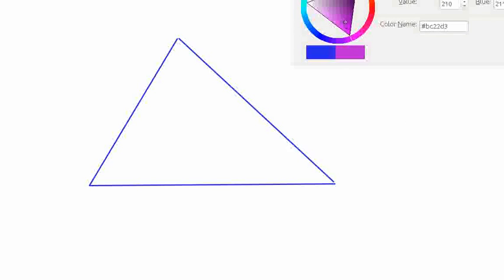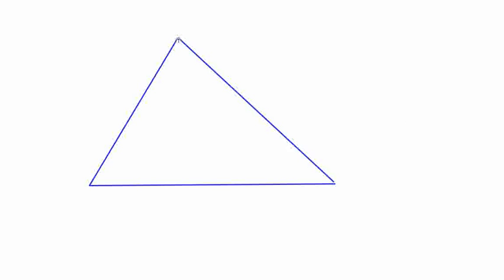If I was to draw a line segment from one of the vertices to the opposite side, and if that happened to make a right angle with the opposite side, then that line segment that goes from one vertex to the opposite side making a right angle, that's called an altitude.